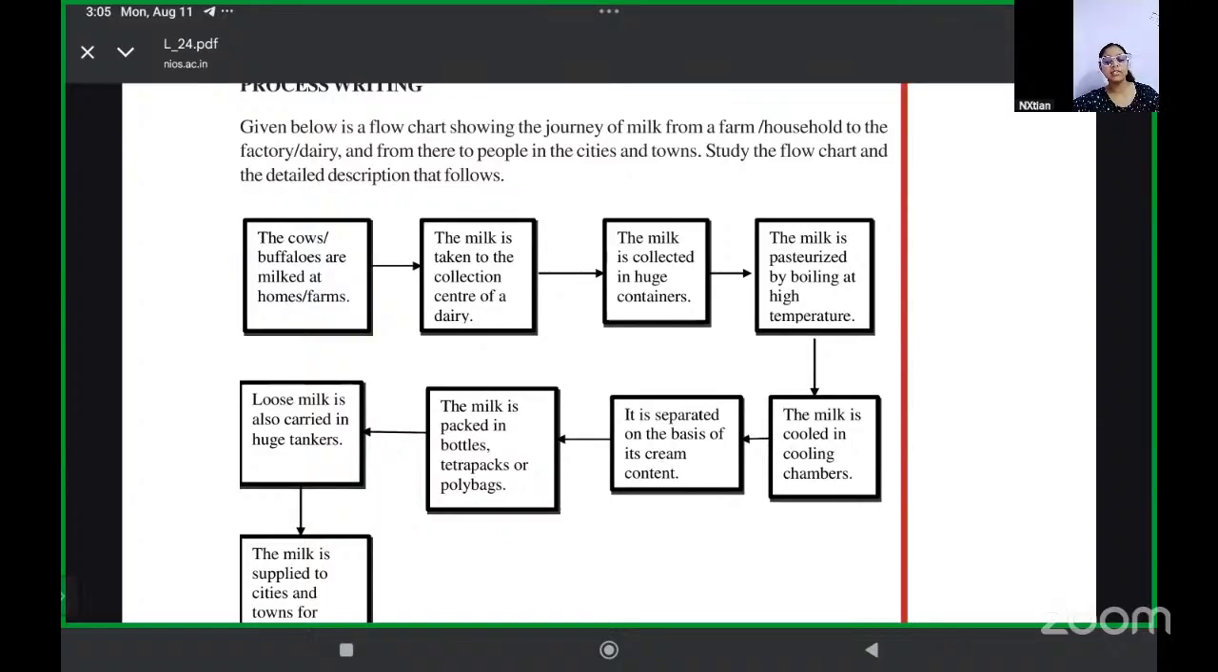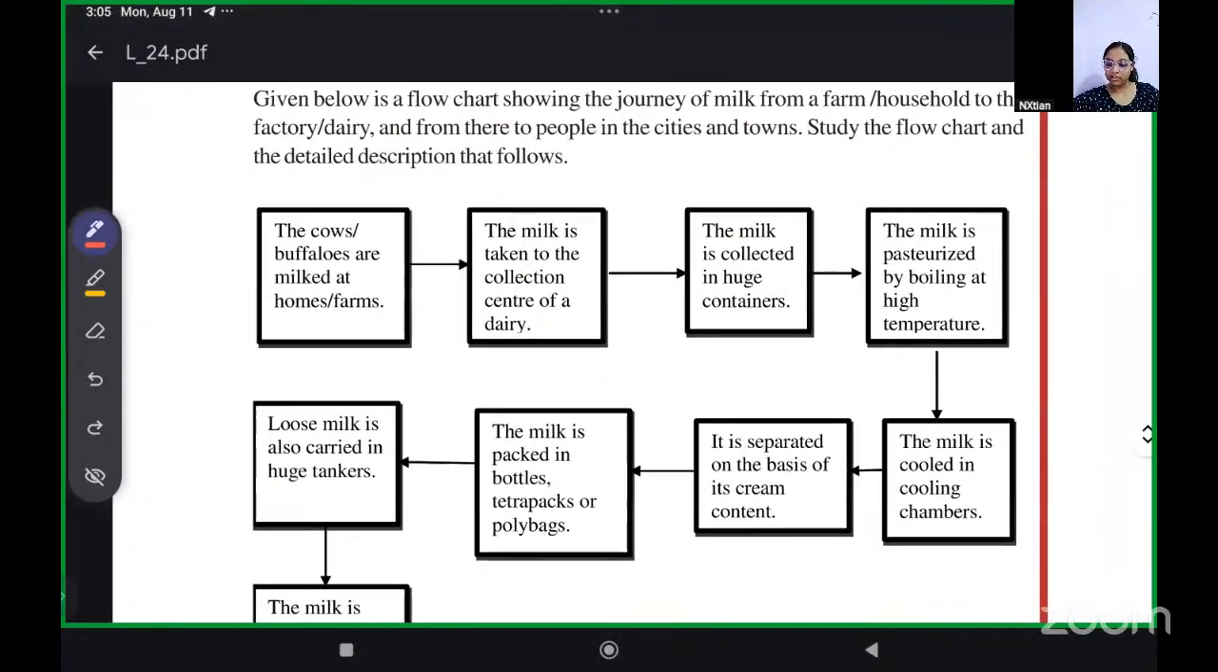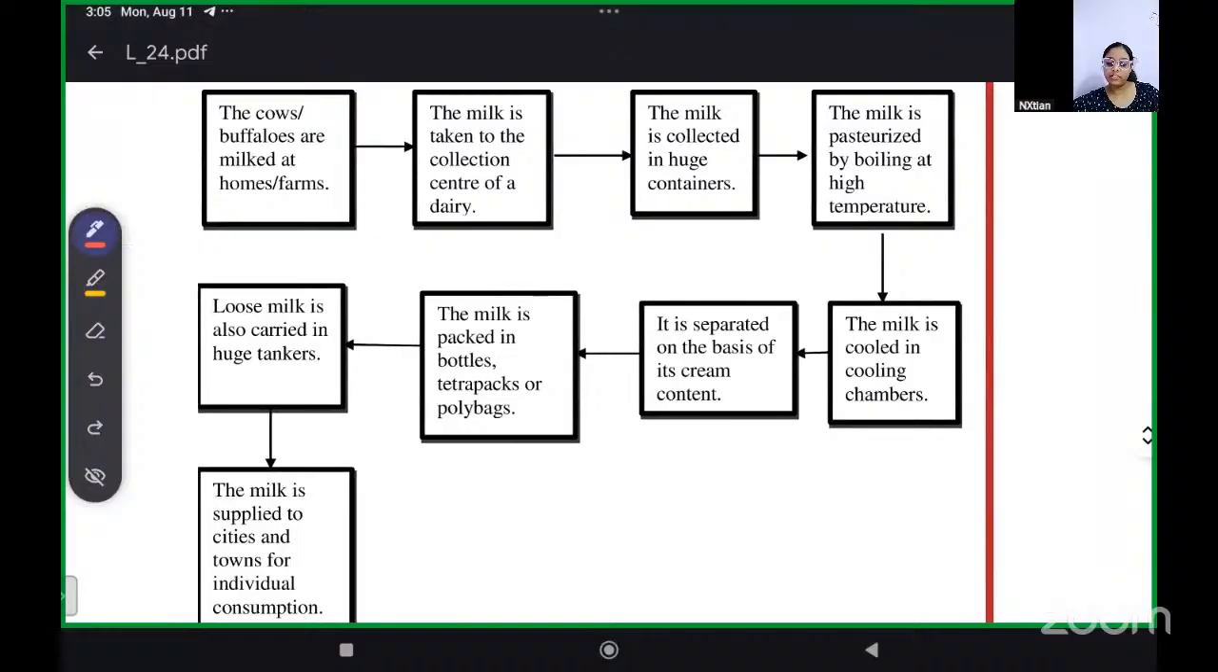It is a chart showing the journey of milk from a farm or household to the factory or dairy, and from there to the people in the cities and towns. Okay. What happens first is that the cows or buffaloes are milked at the homes or farms. A lot of people keep buffaloes and cows at their home, and some keep them in their farms.